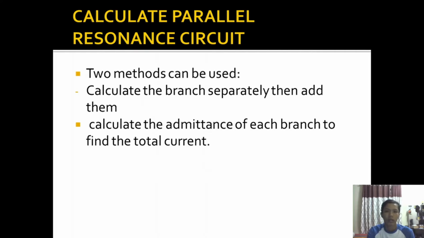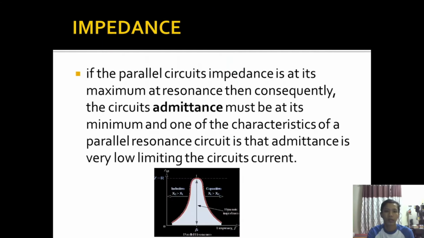Calculate parallel resonance circuit. There are two methods that can be used. First, calculate the branches separately and add them. Second, calculate the admittance of each branch to find the total current. Impedance: if the parallel circuit impedance is at its maximum at resonance, then consequently, the circuit admittance must be at its minimum, and one of the characteristics of a parallel resonance circuit is the admittance is very low, limiting the circuit current.